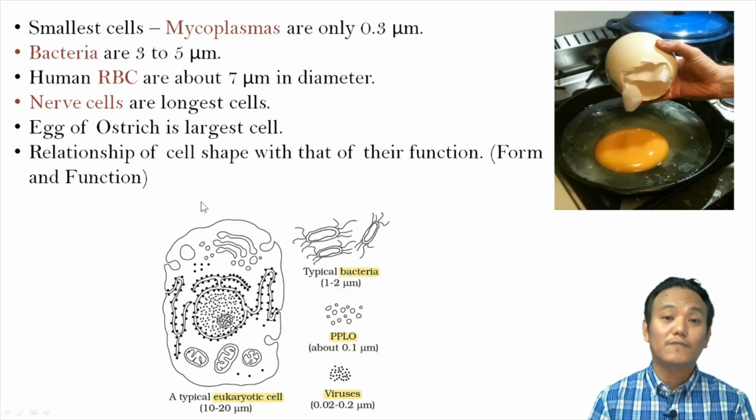So cells come in different sizes and shapes, and therefore they perform different functions within the organism's body.